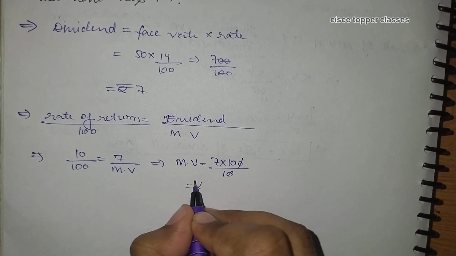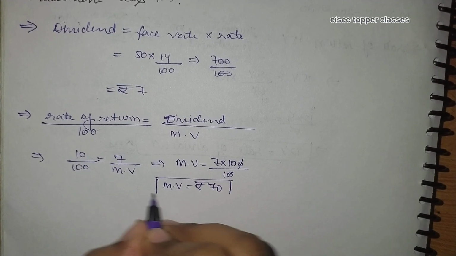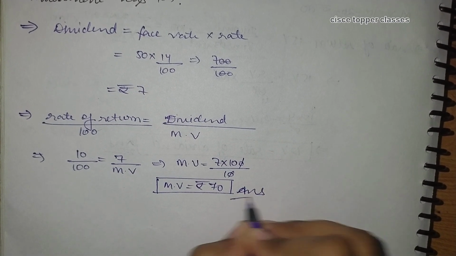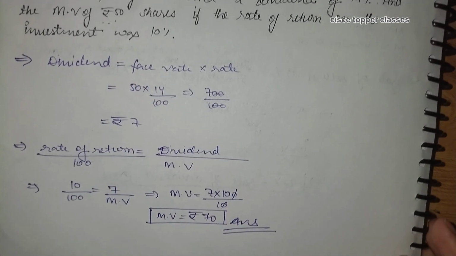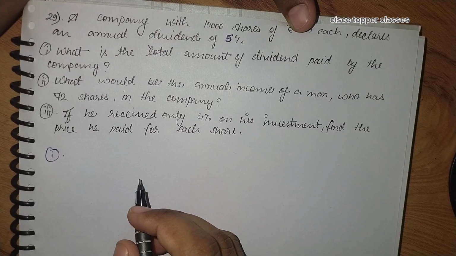0 will be cancelled out and rupees 70 is the market value here in this question. So this is the market value and this is only what we have to find in this question, and this is the solution of question number 28. Now let us solve question number 29.